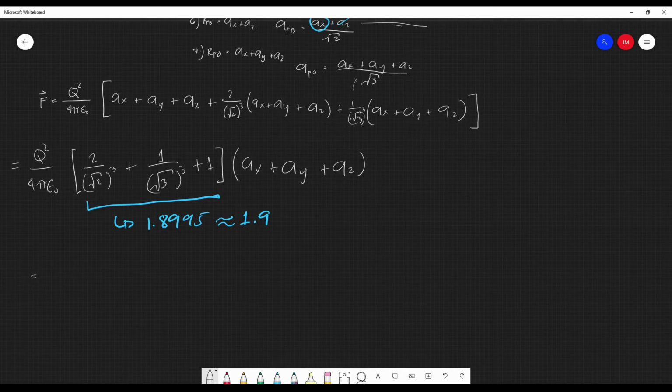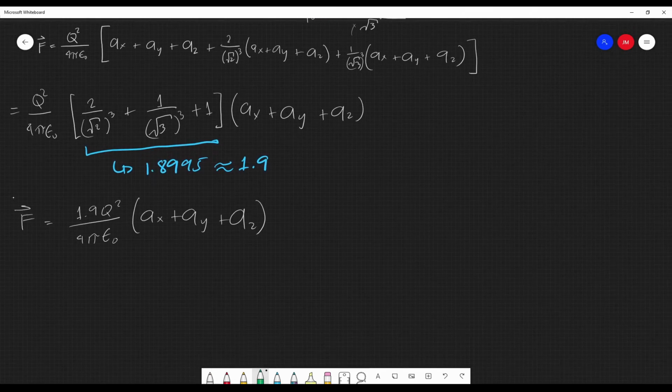So we have the force equal to 1.9 Q squared over 4 pi epsilon naught, the permittivity of free space, multiplied by the quantity (a_x plus a_y plus a_z). So this is the expression for the total vector force at point P.